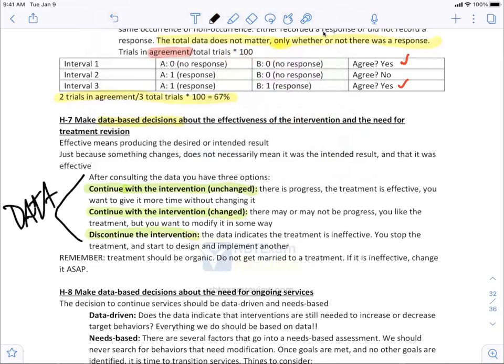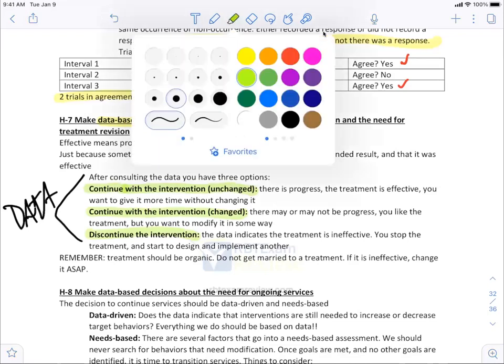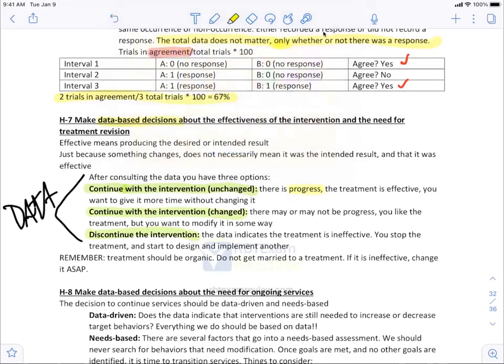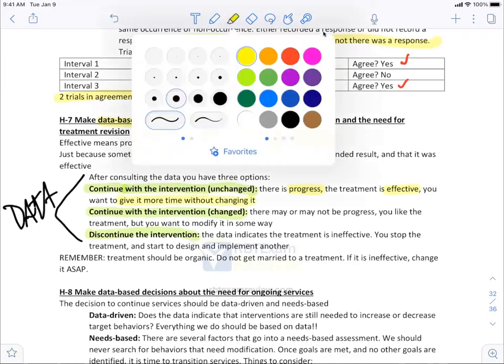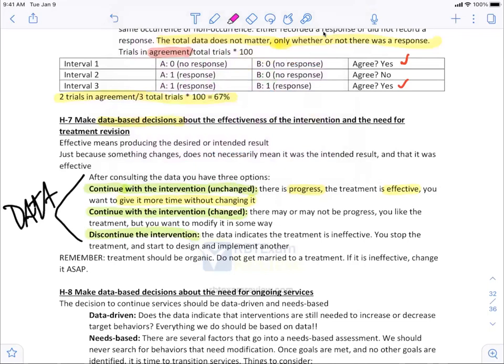Everything is data-driven, okay? Are we being effective? Yes or no? Effective means producing the desired or intended result. Just because something changes does not necessarily mean it was the intended result and that it was effective. Things change all the time, but maybe not how we intended. When you look at the data, you have three options: continue with it, unchanged. You're seeing progress. Treatment is effective. You want to give it more time without changing it. Totally acceptable. What about continuing with the intervention, but you're going to change it?